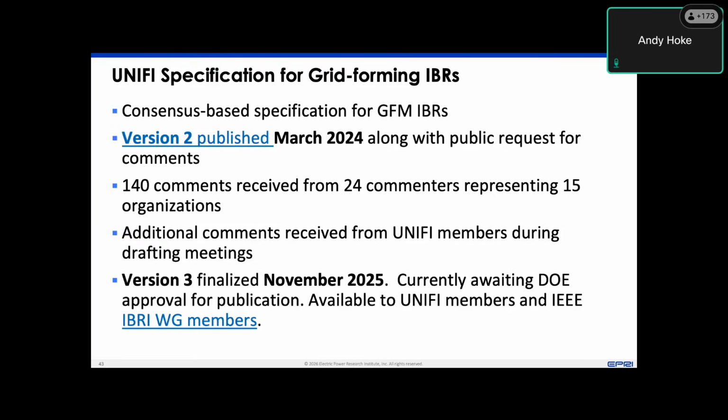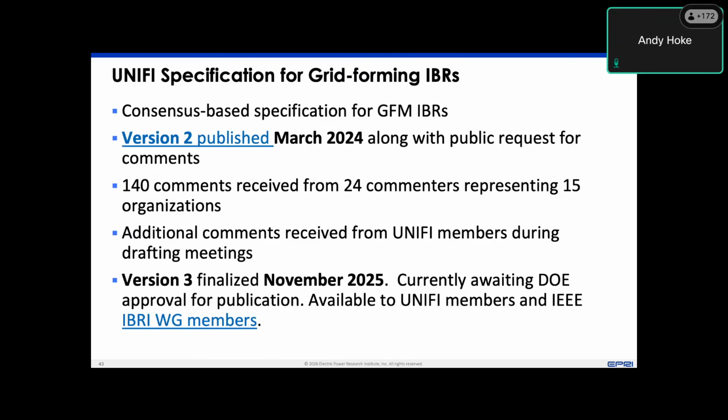We sent that out to the public for comment, got 140 comments from 15 different organizations, as well as a bunch of comments from UNIFI members, and used those comments to improve on it and develop version 3. We finished developing that late last year. It's currently with Department of Energy awaiting ability to publish. In the meantime, IEEE IBR working group members and UNIFI members can access it through their different portals.